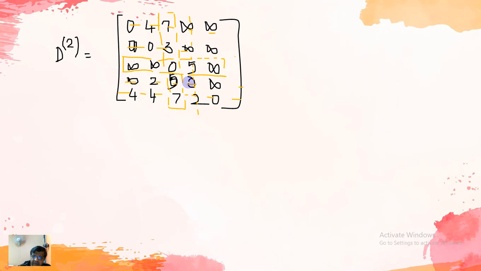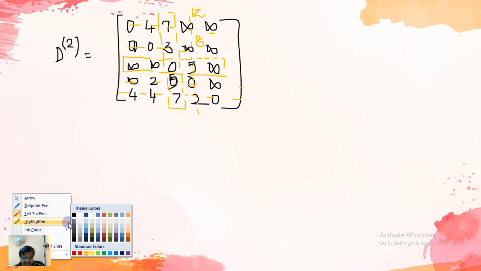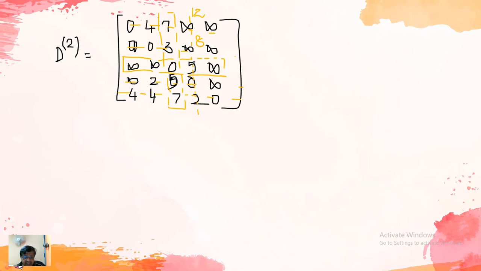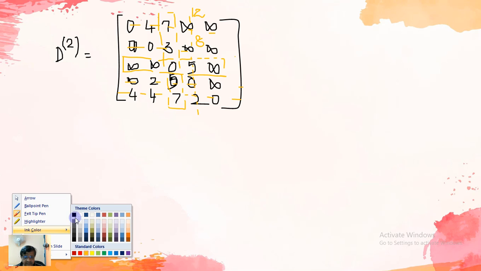It remains 0 because it is a diagonal entry, and as far as this is concerned, 3 plus 5, this becomes 8, and this becomes 7 plus 5, 7 plus 5 is 12. Definitely it is lesser than infinity. So two values have been changed, and it has to be carried forward to D3. We will just carry this forward to D3.